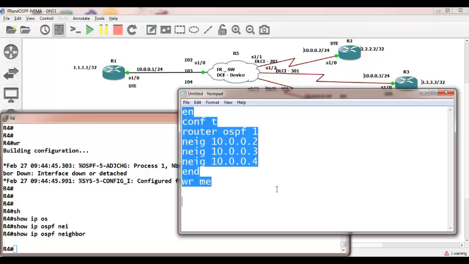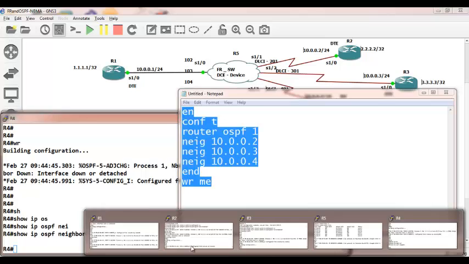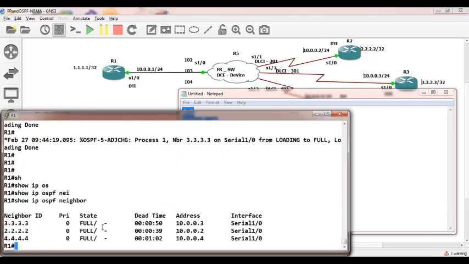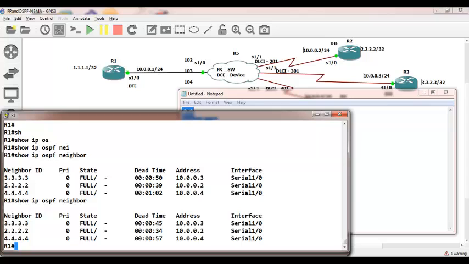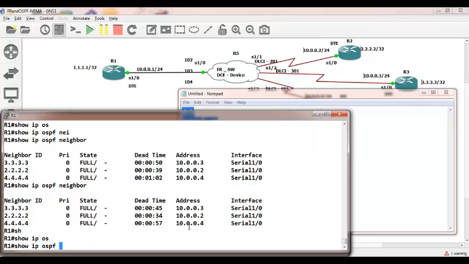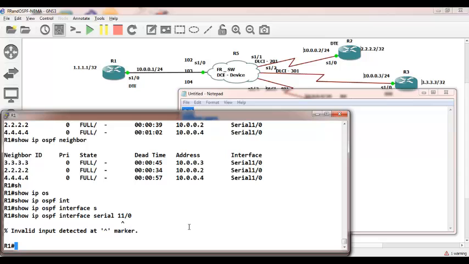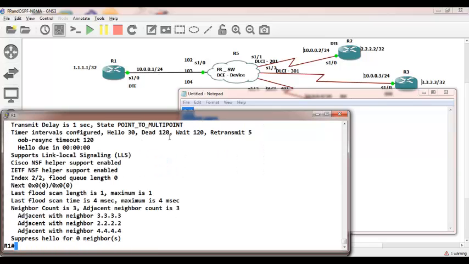So now if you see show IP OSPF neighbor, no neighbors, it is dying actually. The timer, you see, it's dying. What is the timer? What is the dead timer? 3 minutes, 120. It's a WAN. Show IP OSPF interface serial 1/0. You see the timer here. You see the timer is 120. That's why it is still not expired. The neighbors are not thrown out.